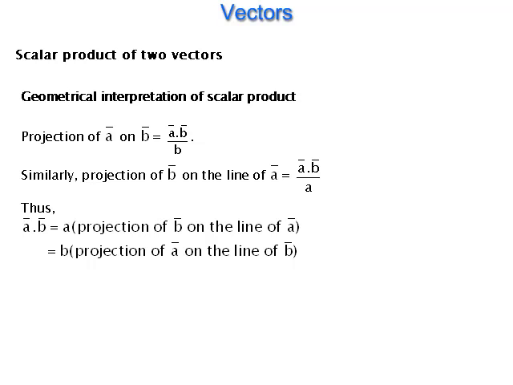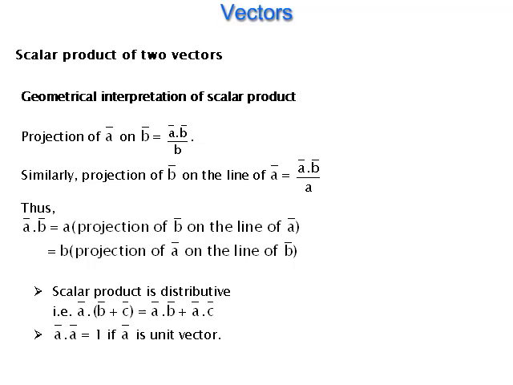This is the geometrical interpretation of dot product, that is A bar dot B bar equal to A times projection of B bar on the line of A bar, that is B times projection of A bar on the line of B bar. Scalar product is distributive, that is A bar dot (B bar plus C bar) equal to A bar dot B bar plus A bar dot C bar. A bar dot A bar equal to 1 if A bar is the unit vector.